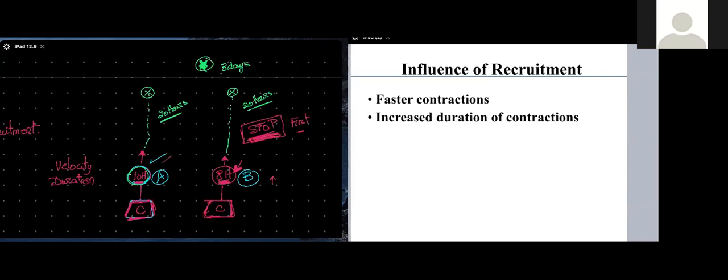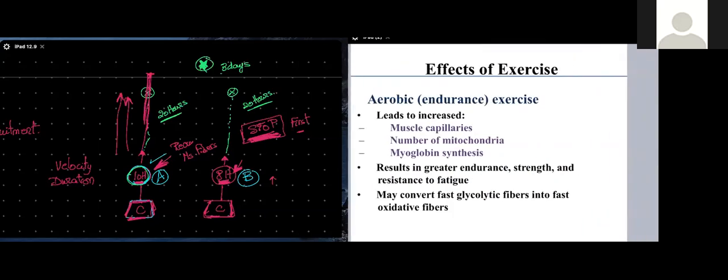So the more muscle fibers I recruit, the longer the duration of the contraction can be. All right, so again, more muscle fibers recruited, faster contraction will take place and longer contraction will take place. All right? Makes sense?